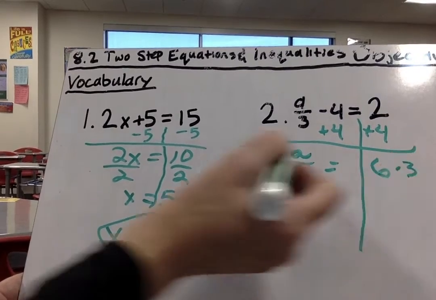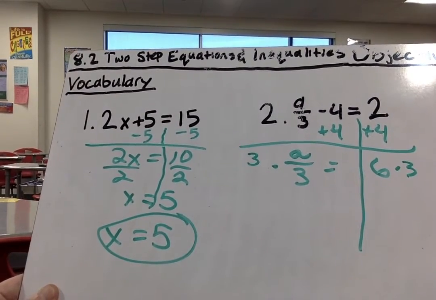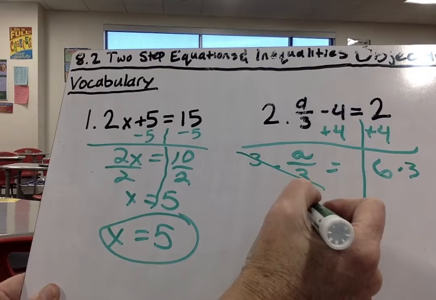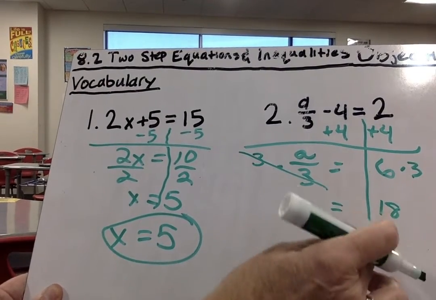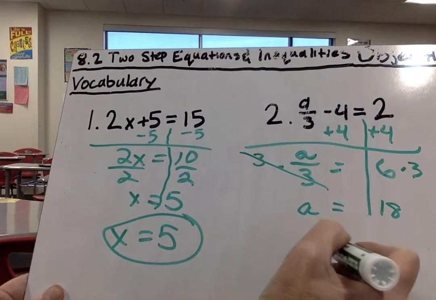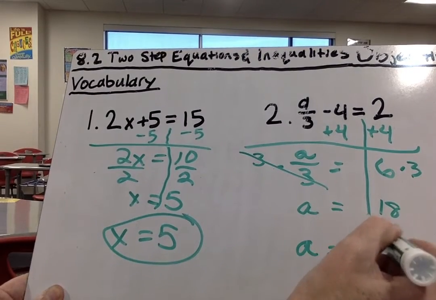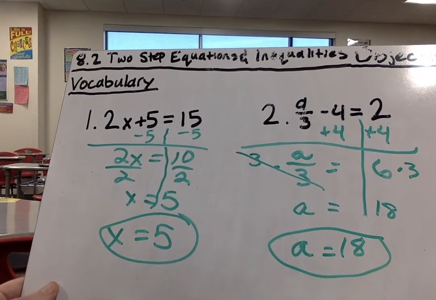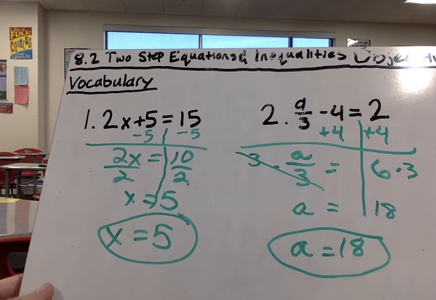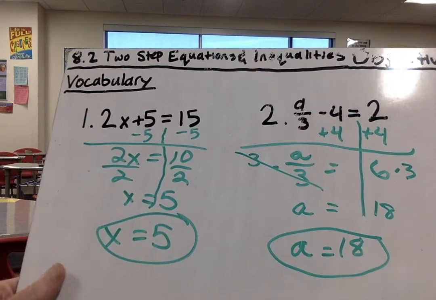Multiply by 3. Whatever you do on one side, you do on the other. This cancels out, and you get A equals 18. So down here, you can put A equals 18. And again, that's reviewing how to do this. Okay. Again, I'm going to go over the steps next.